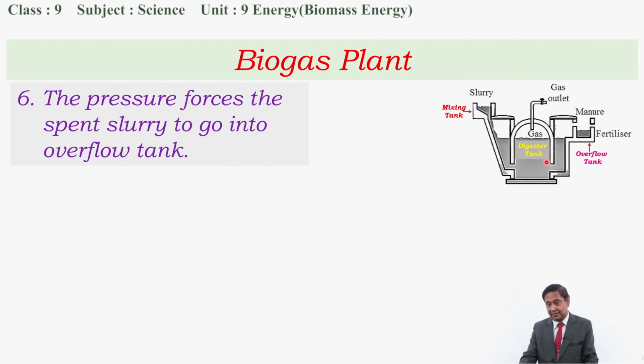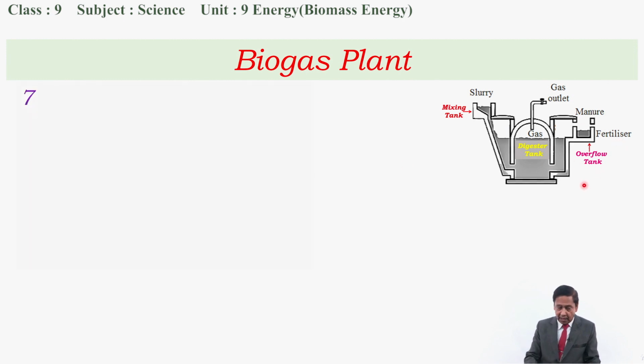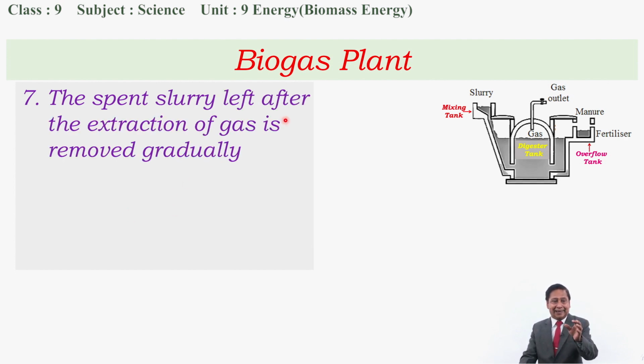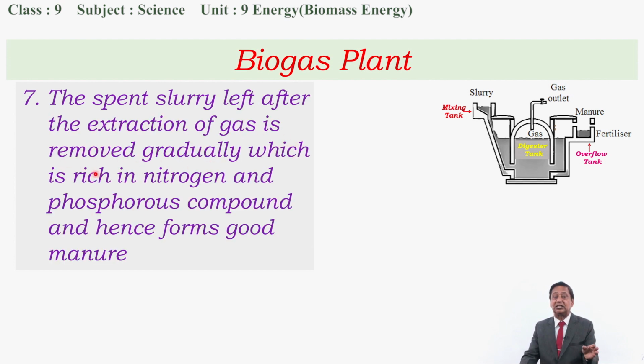The pressure of the gas pushes the remaining slurry into the overflow tank. And what happens? The spent slurry left after the extraction of gas is removed gradually, which is rich in nitrogen and phosphorus compounds, and hence forms good manure. Whatever is collected in this overflow tank is actually manure, and this manure contains mainly nitrogen and phosphorus, which are very good fertilizer for the plant. That's why we are getting fertilizer from the biogas plant also.